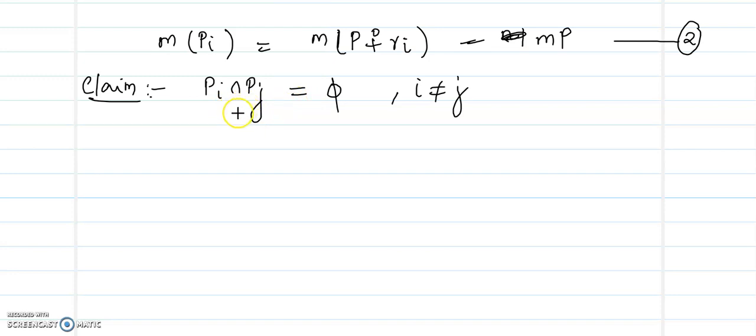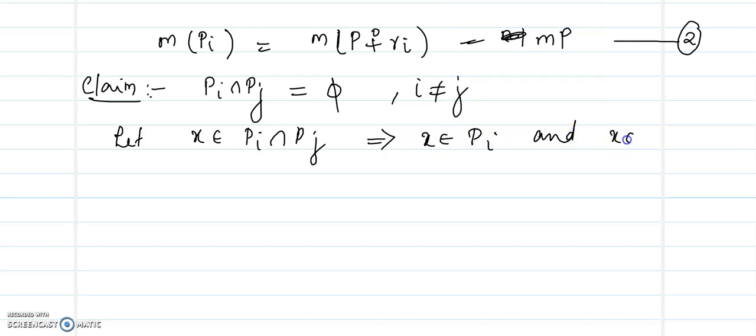So we'll start with x belongs to Pi intersection Pj, and we'll show that it is not possible to have such an x. So let us take x belongs to Pi intersection Pj. If x belongs to the intersection, then x belongs to both Pi and Pj. So x belongs to Pi, and x belongs to Pj. If x belongs to Pi, that implies x is equal to P sum modulo 1 Ri.